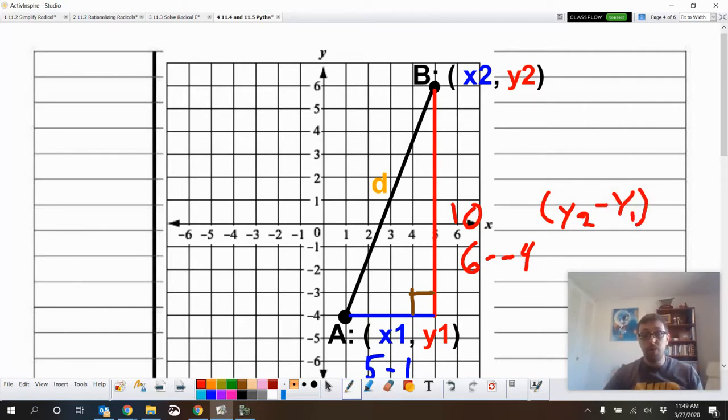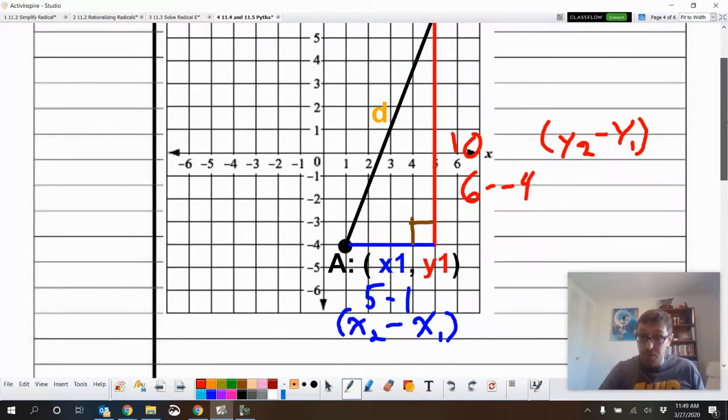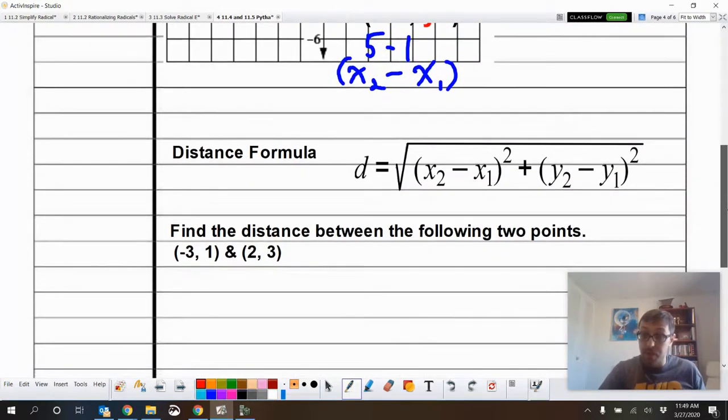We could put those two numbers, 10 and 4, into the Pythagorean theorem and then square root, and we'd find our distance because it's a right triangle. That's all the distance formula is. It's going to look scary. I'm about to show it to you. There it is. The distance formula is just an application of the Pythagorean theorem.